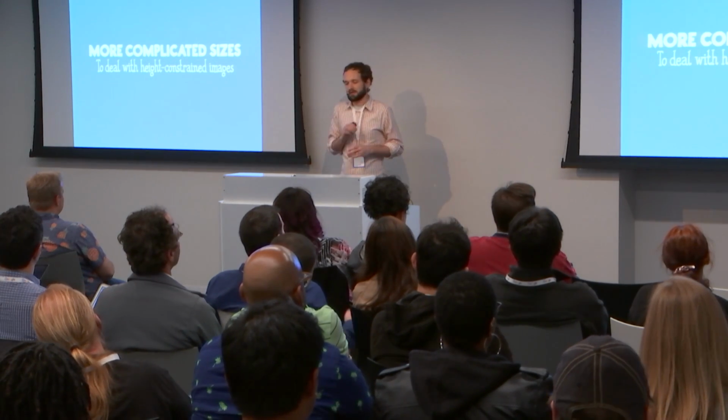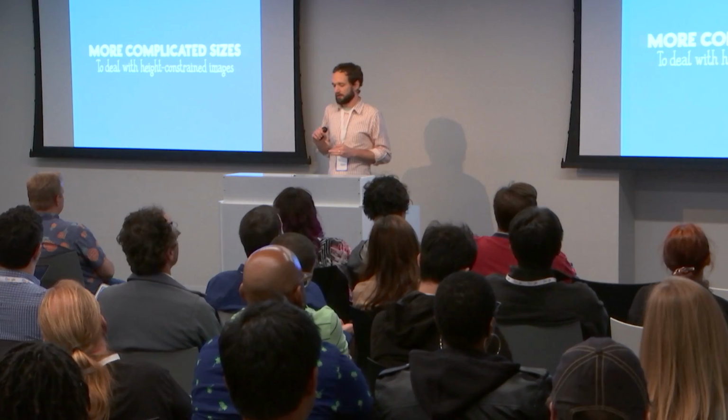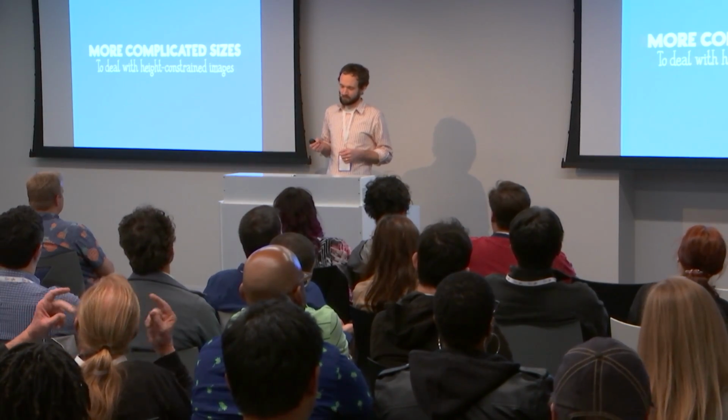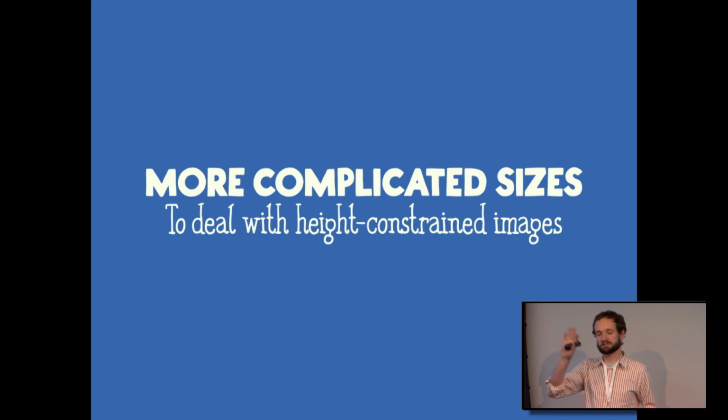From the specification angle, I have some bad news. Things are going to get a little bit more complicated before they get any simpler. One limitation of this whole system that I've completely glossed over until now is that right now, sizes and srcset only work with width-constrained images, images with a specified width or a specified max width. If you have a height or a max height on your images, these attributes cannot help you.